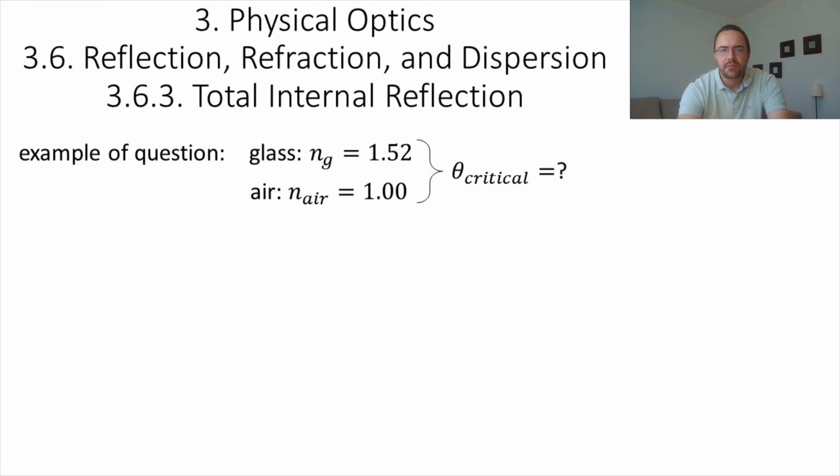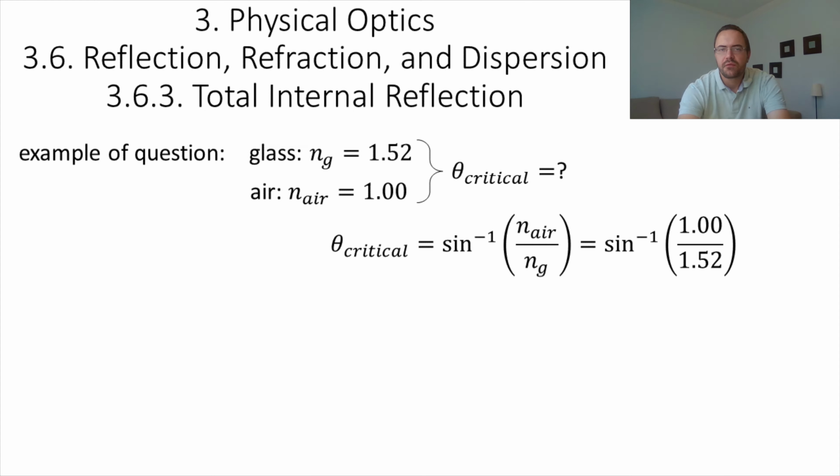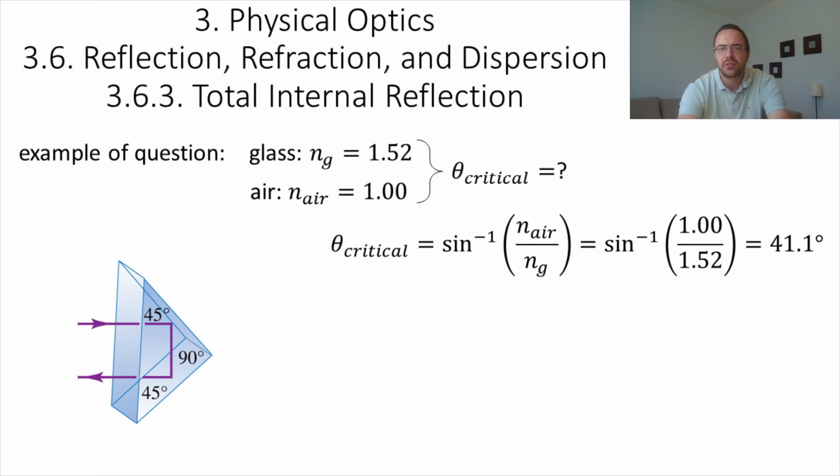Well, it is simply the inverse sine of n air divided by n glass. So inverse sine of 1 over 1.52. And if you calculate this, then you get 41.1 degrees. So you see that this critical angle is actually fairly small. Right? An example of application of this is called a porroprism.